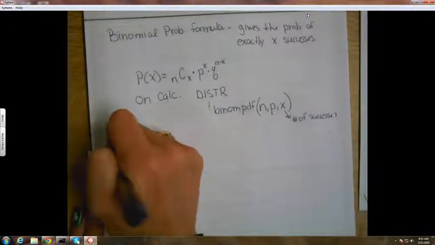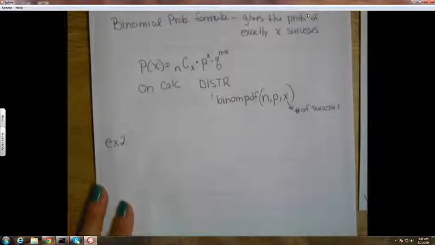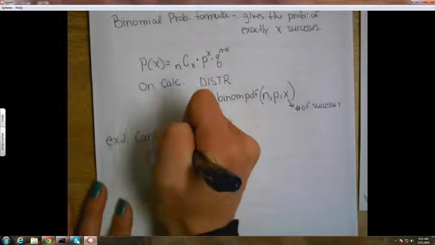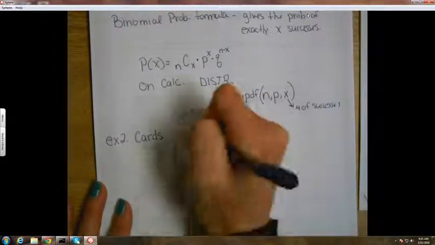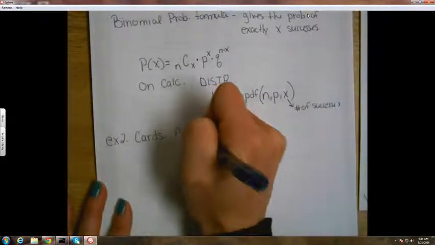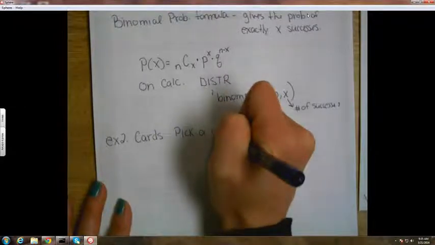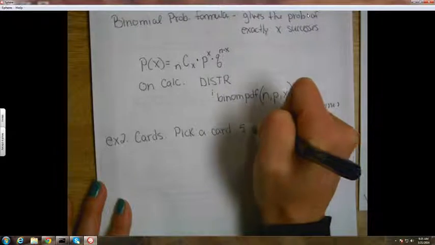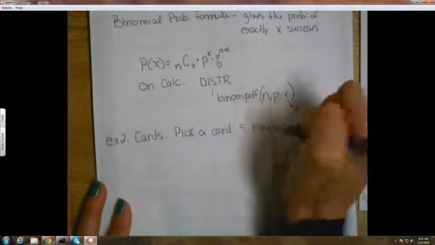Okay. So let's try one. I'm going to change it up. Okay, we're going to have a deck of cards. We are going to pick a card five times with replacement.